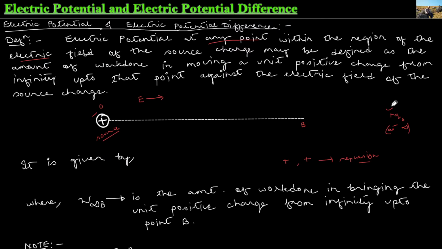Now, if I do some amount of work on this positive charge, we are moving the charge. And when we move the charge from infinity up to this point, you have to do work against this electric field. If I bring this test charge up to that point, I have to do some work. That work is moving this charge from a point at infinity to the point B.